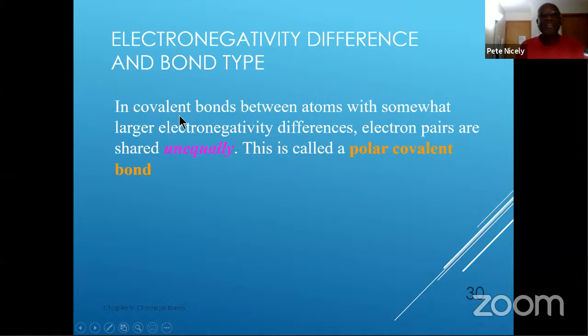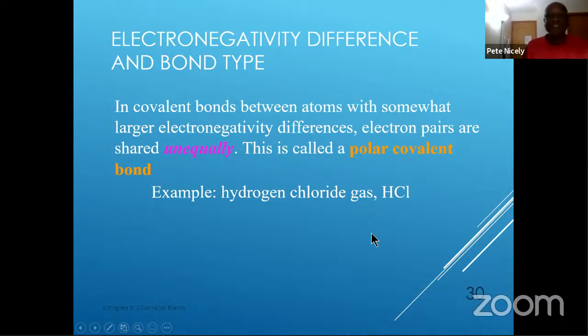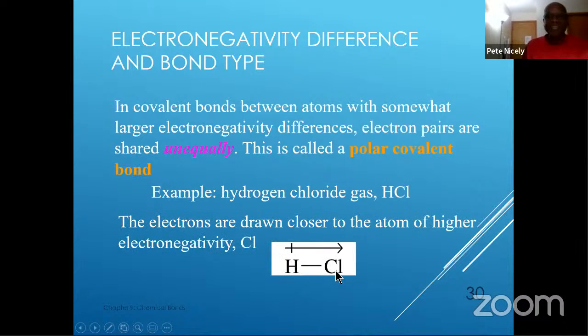Now, if you have a situation where you have 2 different atoms and there is a greater attraction of one atom over the other for the shared electrons, then what that means, obviously, is that the electrons will be shared unequally, and that bond will be called a polar covalent bond, all right? A good example of this is the hydrogen chloride molecule, because chlorine is more electronegative than hydrogen, so chlorine will have a greater attraction for the shared electrons, right?